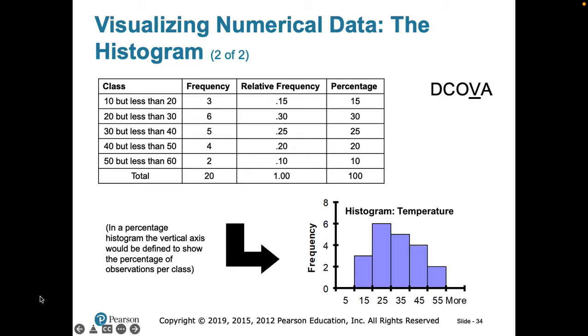One thing that you need to keep in mind is that in the histogram, the vertical axis will be defined to show the percentage of observations in the classes, right? So here it is. Remember the midpoints that we found, the 5, 15, and so on and so forth.